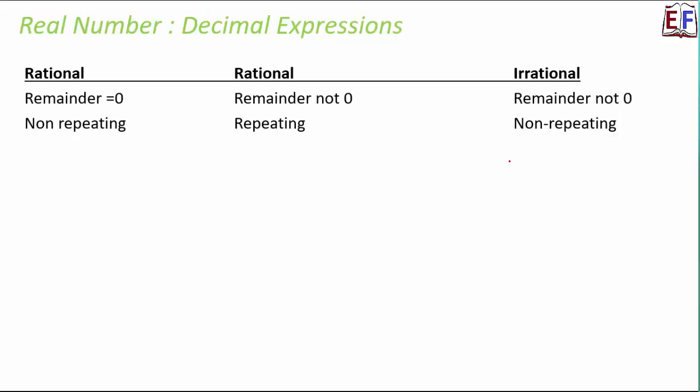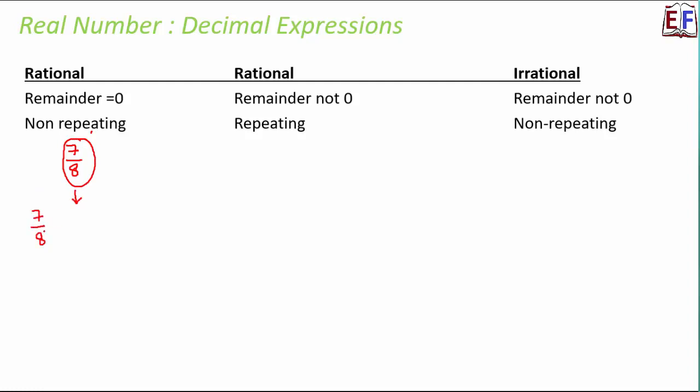Too much of information, right? So all confused. What is repeating? What is not repeating? So let us understand the same thing using examples. So let us take examples for each of these categories. So in the first category, let us consider this example of 7 by 8. Let us consider this rational number. Now if I convert it into decimal, what happens?